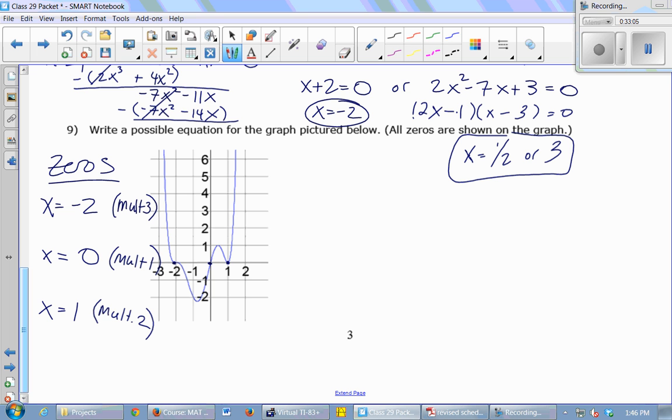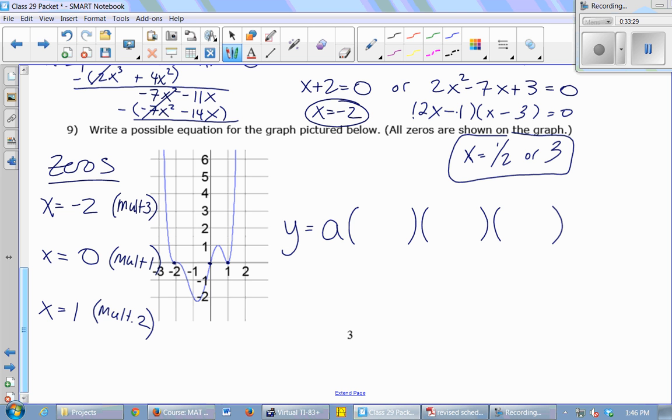3, 4, 5, 6. Yeah, the degree is 6. And that makes sense with the end behavior, right? With both arms up, it's got to be an even degree. So let's see, I would have y equals, I've got some leading coefficient, I don't know what it is. And then I have these zeros, which means that each 0 corresponds to a factor, right?